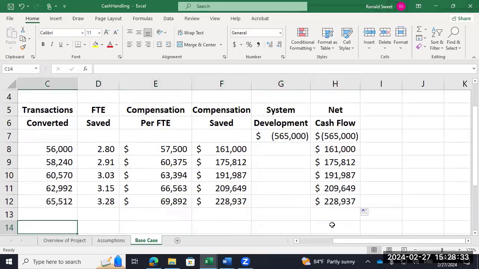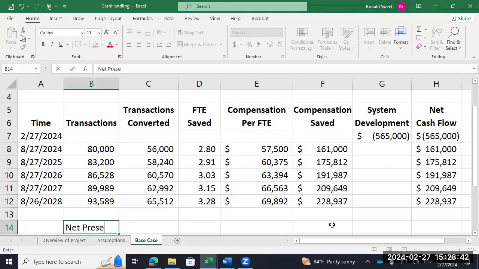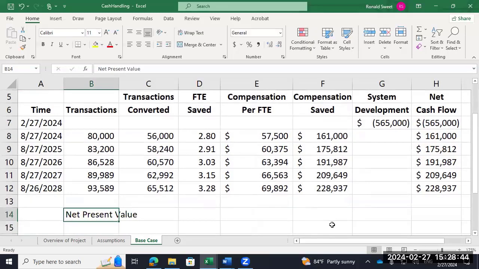All right, so now we're going to start doing our calculations, and we're going to let Bill Gates do most of the work. All right, he's rich. He should do something. So we're going to start off with the net present value.